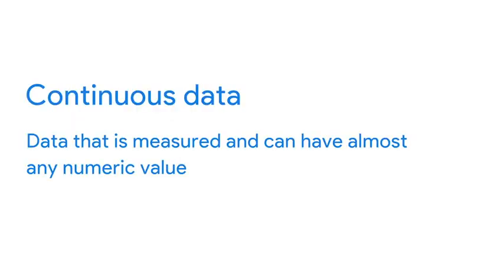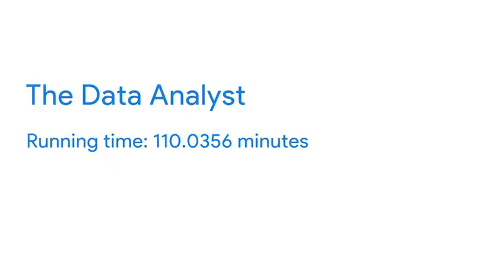Continuous data can be measured using a timer, and its value can be shown as a decimal with several places. So let's imagine a movie about data analysts that I'm definitely going to star in someday. You could express that movie's runtime as 110.0356 minutes. You could even add fractional data after the decimal point if you needed to.